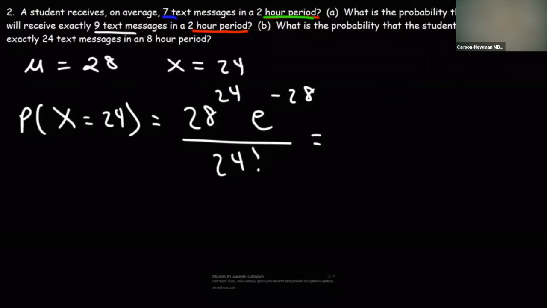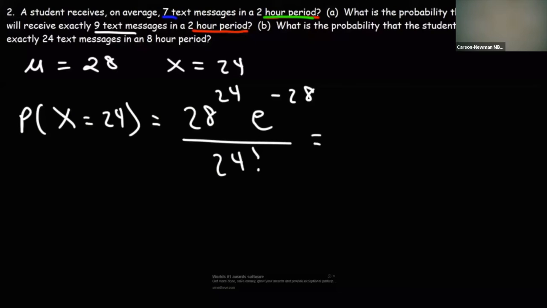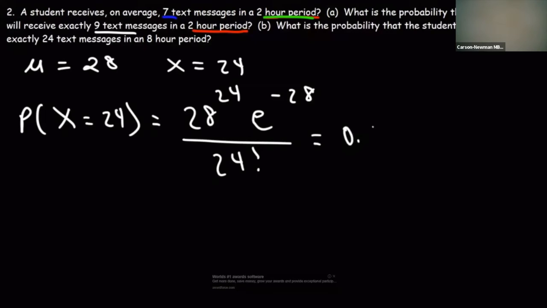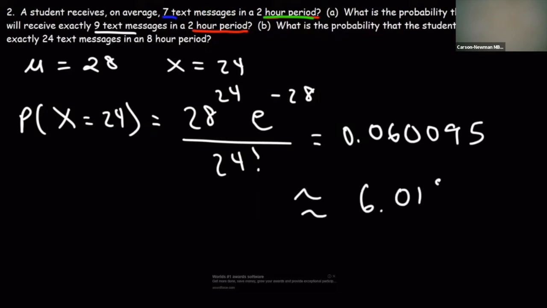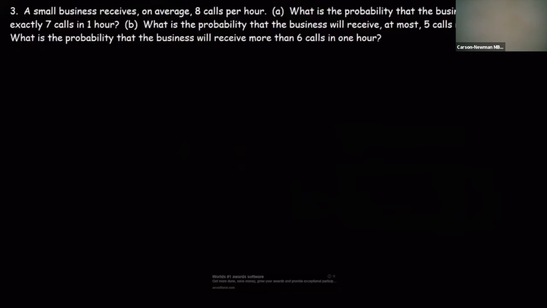And this is going to be the answer I got is 0.060095. So it's approximately 6%, or you could say 6.01%. So that's it for question 2 of this video.